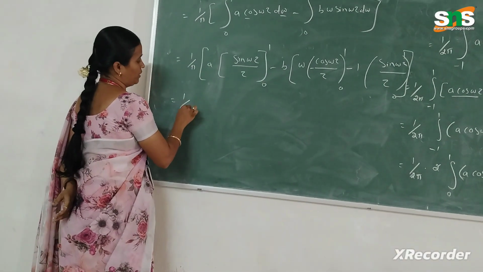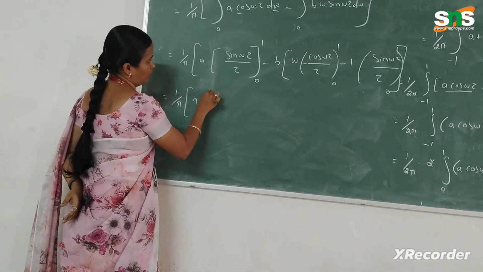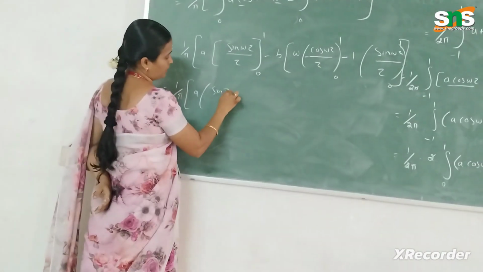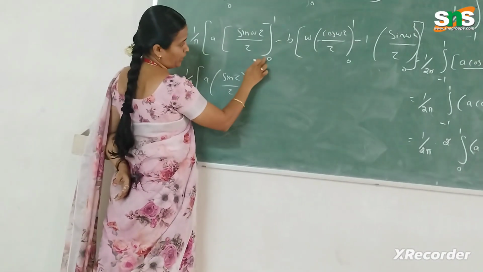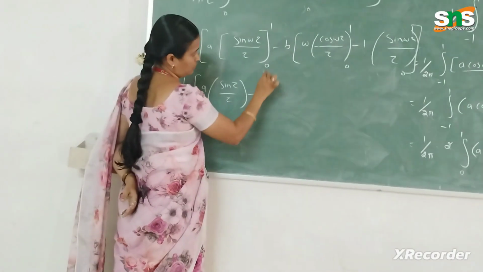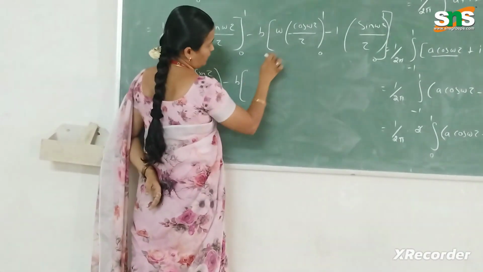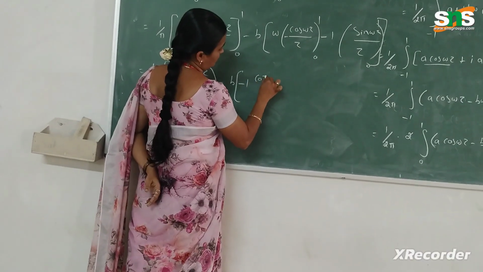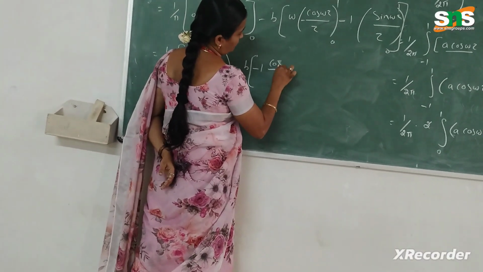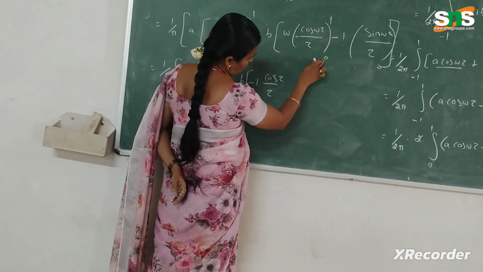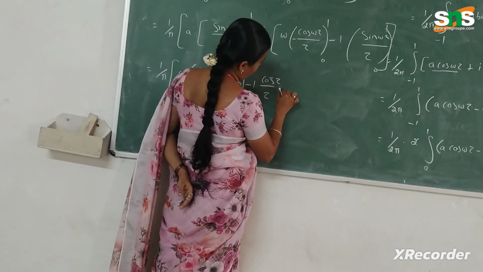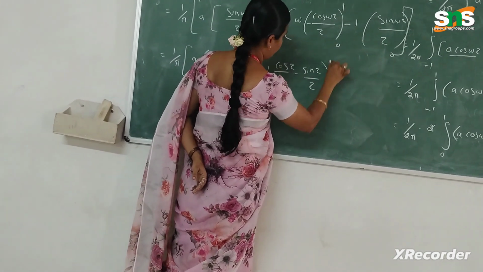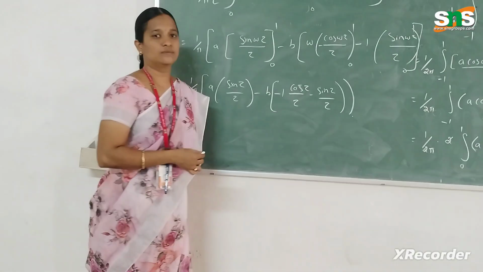So this is nothing but 1 by pi, a into, replace omega by 1, so sin tau by tau. At the lower limit, sin 0 value is 0. Then minus 1 into cos tau by tau, with the lower limit being 0, and the upper limit gives minus sin tau by tau. So this is your answer. Hope you understand. Thank you, students.